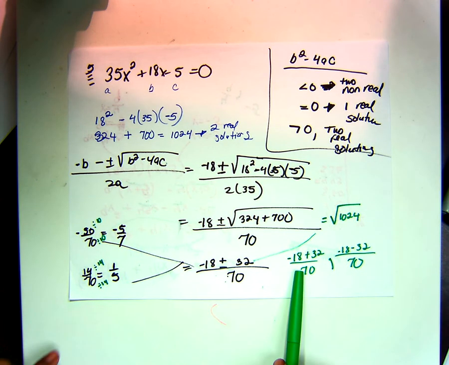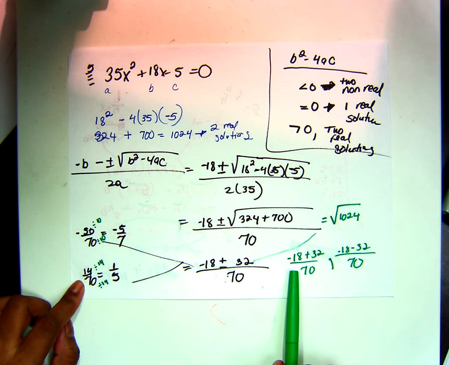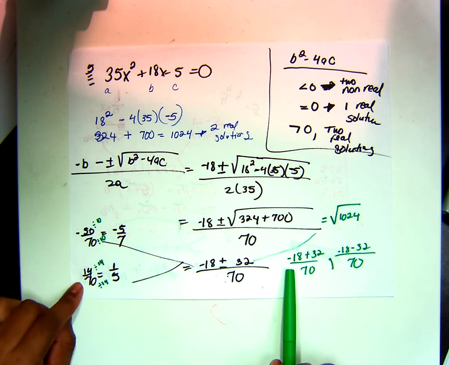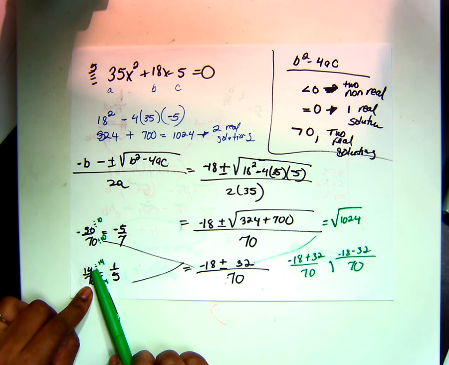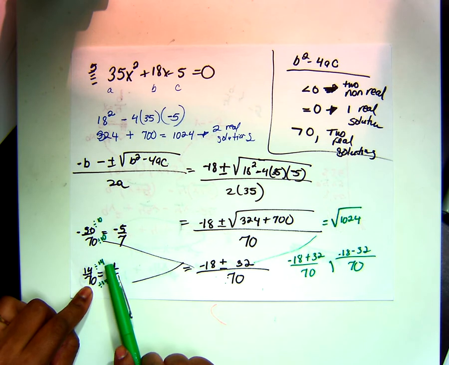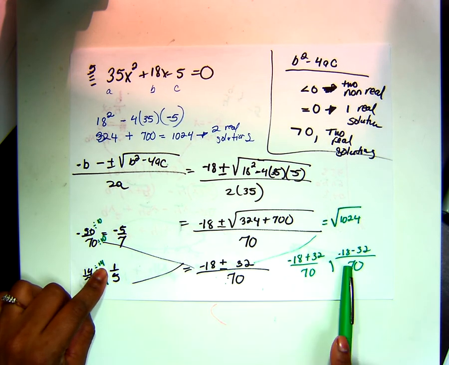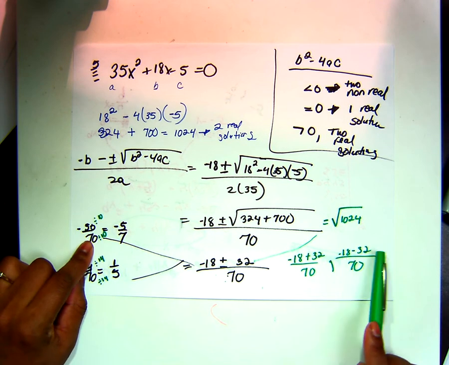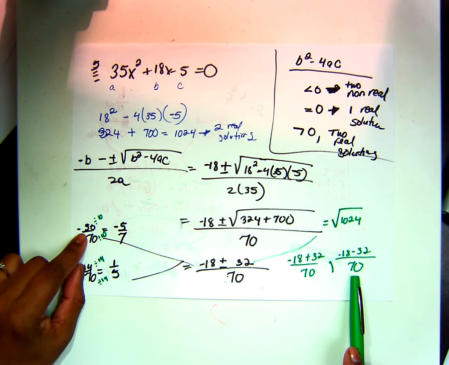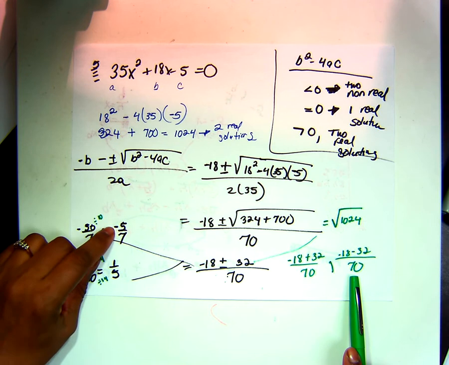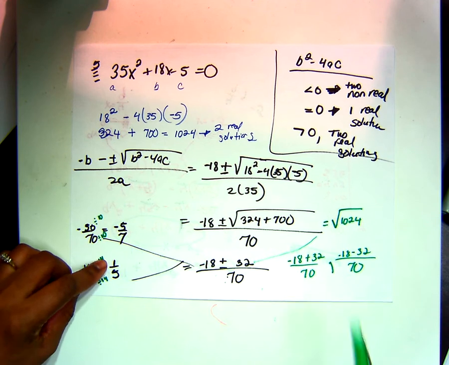So for this one, that's going to give me 14 over 70. I can simplify 14 over 70 by dividing both sides by 14. That's my 1/5. This one, negative 18 minus 32 gives me negative 50 over 70. Divide both of those by 10. So my answer is negative 5 over 7. So again, your final answers are negative 5/7. Then the next one is 1/5.